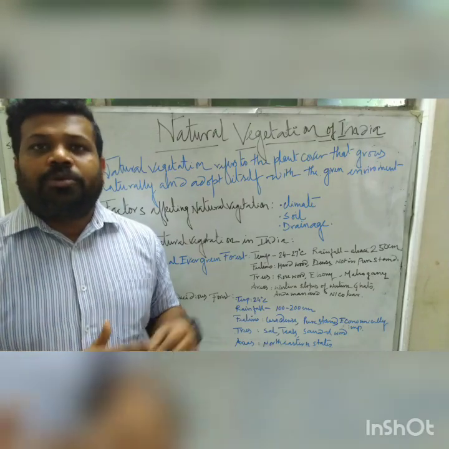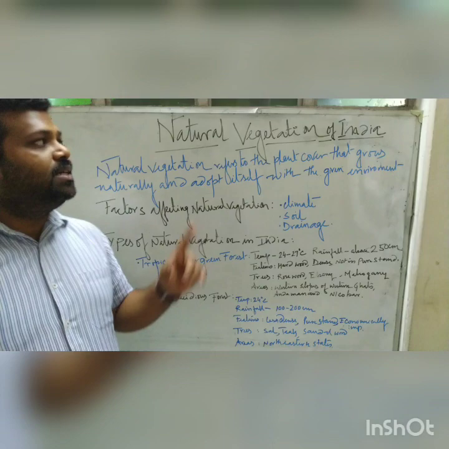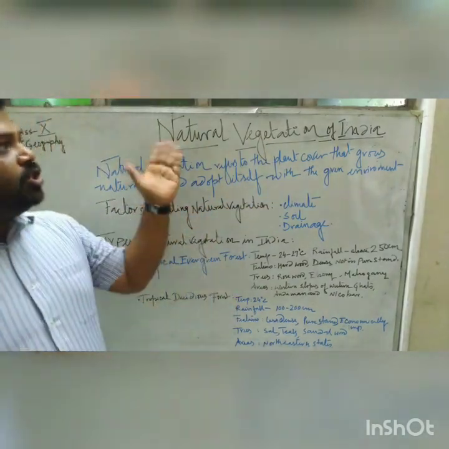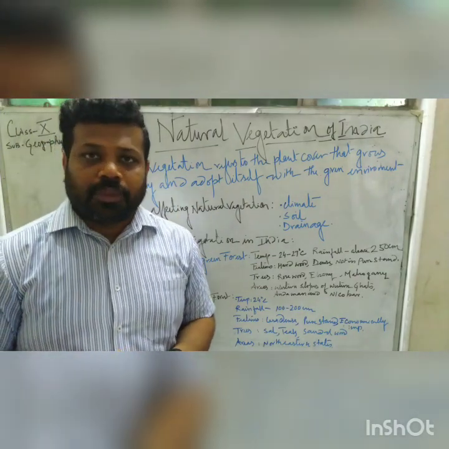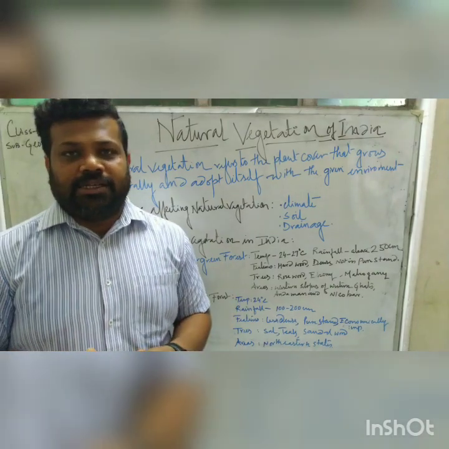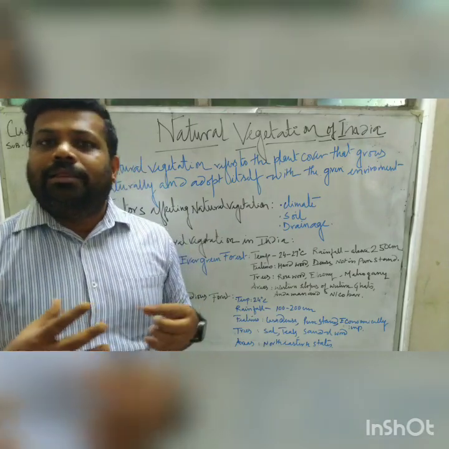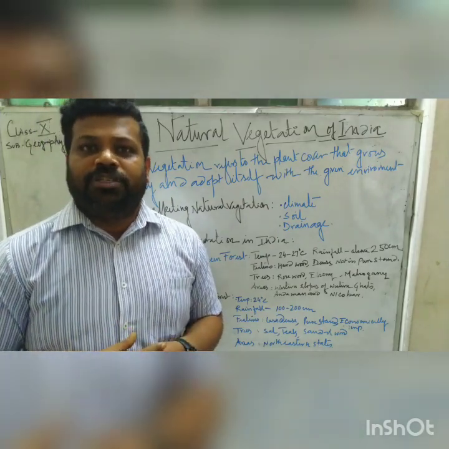So once the chapter on soil is taught, today I am going to teach another chapter. It is the natural vegetation of India. Now, what is natural vegetation? Natural vegetation, or vegetation, means the plants, not only plants but even the shrubs and the grasses. This is called vegetation.